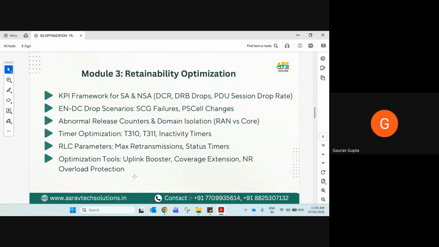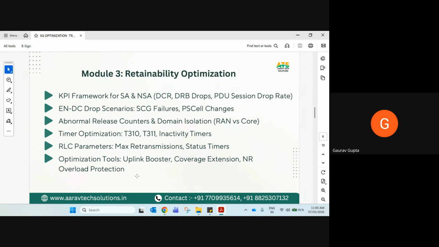Then we will see the abnormal release counters and the optimization part, the parameters we will be discussing in detail. When it comes to drop, we have some timers. LTE guys already know, I hope they know. What do you mean by timers like T310, T311, inactivity timer? Accordingly, we will see what effect they deliver in 5G optimization. Any other new timer? We have traditional LTE timers, but in NR, 5G, new generation, new radio, we have the N310 timer also. We have the N311 timer also. So those all will be covered.